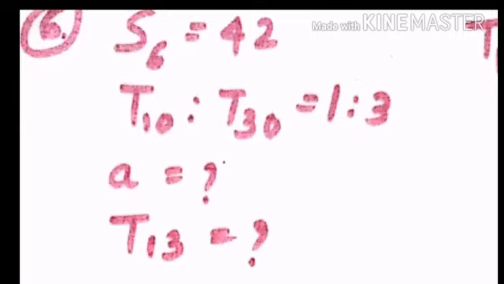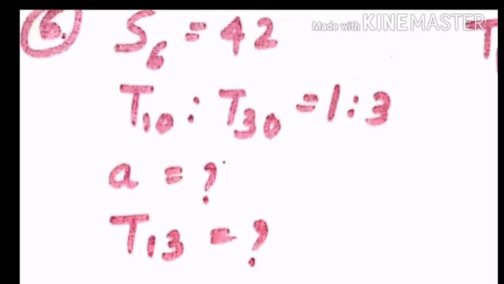Now in the last video I started exercise 9B of arithmetic progression and completed up to question number 5. Today let us start with question number 6. Here the sum of the first 6 terms of an AP is 42. The ratio of its 10th term to its 30th term is 1:3. Calculate the first and 13th term of the AP.